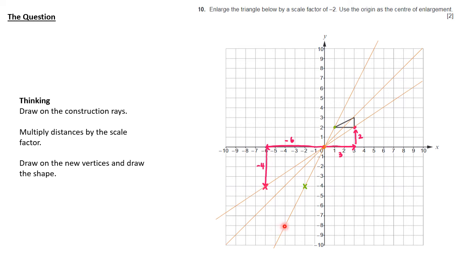Now that's given me enough to draw my shape, because I know it was 2 wide and it's now 4 wide, but I know it's going to be upside down. So instead of being 1 high, it's now going to be 2 high, but it's going down instead of going up, if you like. So I can squeeze or draw in accurately my triangle just there.